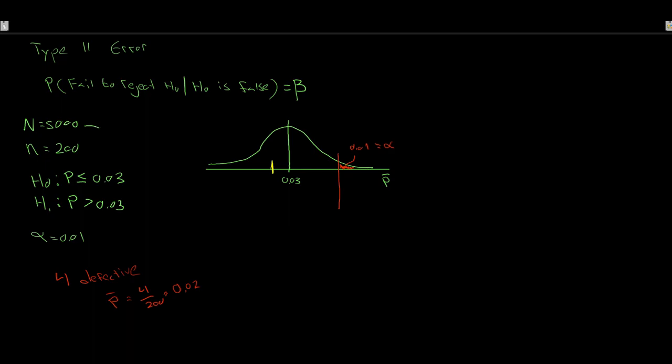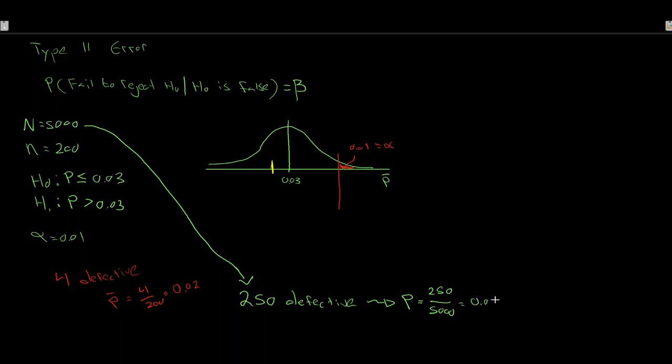What if, in fact, in our true population there's 250 defective? We just pulled out a sample, and in our sample we only had 4 defective. What if in the true population there were 250 defective? That is, our true population proportion is 250 out of 5,000. That means our true population proportion is a 5% defective rate.